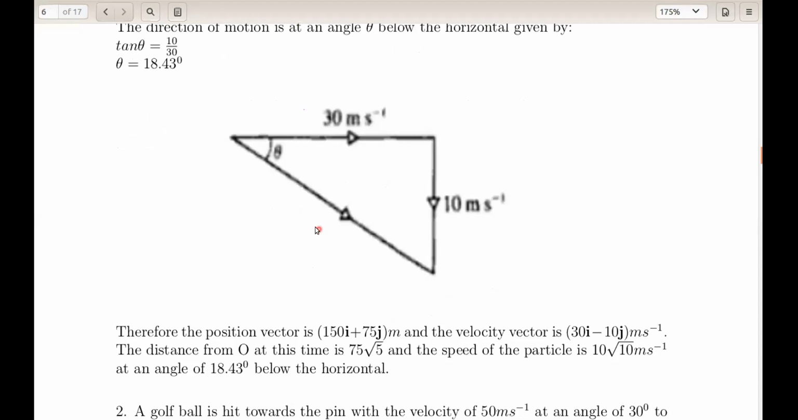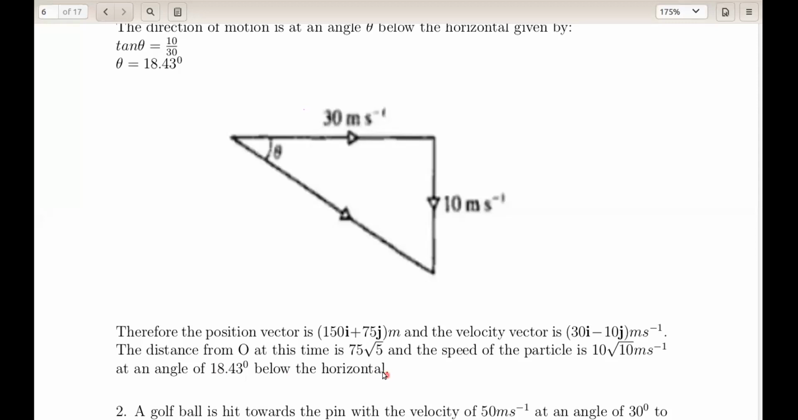So the conclusion would be the particle, therefore the position vector is this, and the velocity vector is that. The distance from O, the origin, at this time is that, in meters. And the speed of the particle is that, meters per second, at an angle of 18.43 degrees below the horizontal.